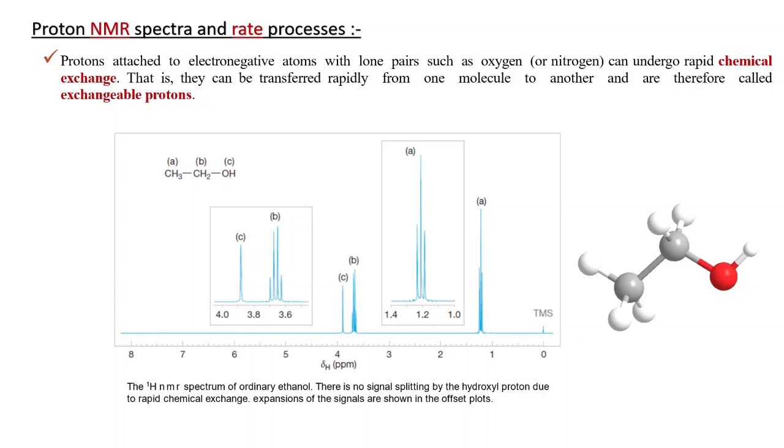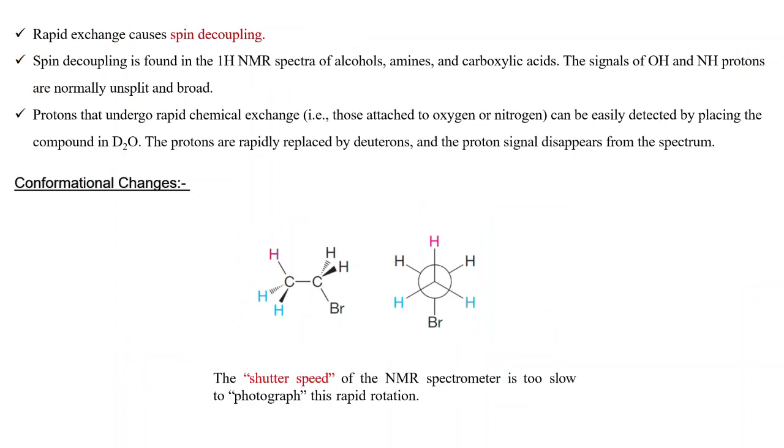Now if you take the anhydrous ethanol, then this proton exchange will be diminished. If you record the spectrum of anhydrous ethanol, you will get a triplet for this proton C, a multiplet for this proton B, and a quadruplet for this proton A. So rapid exchange causes spin decoupling. Spin decoupling is found in 1H NMR spectra of alcohols, amines, and carboxylic acids, for OH and NH protons.